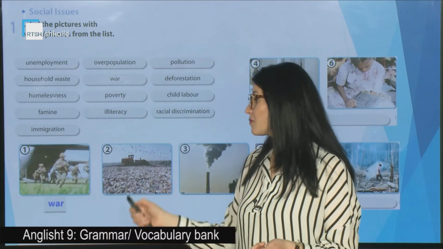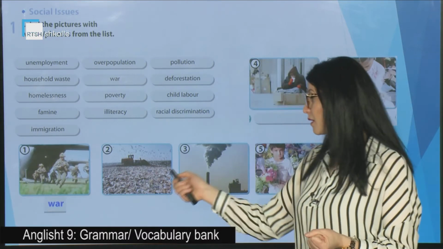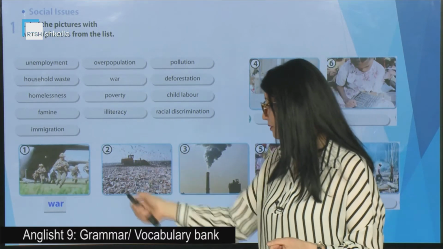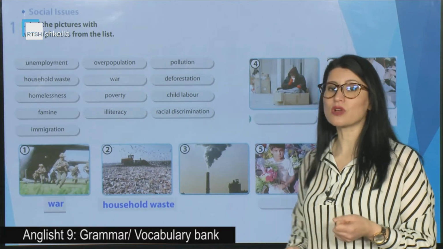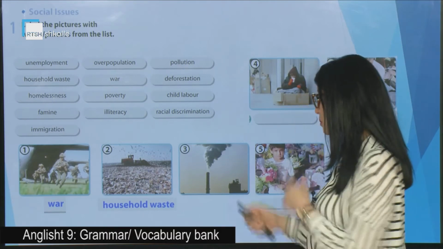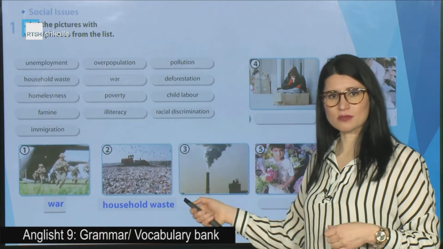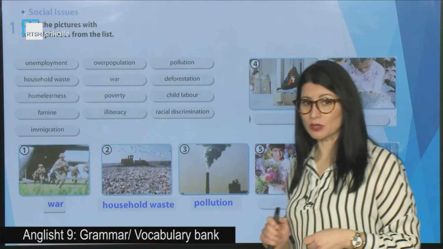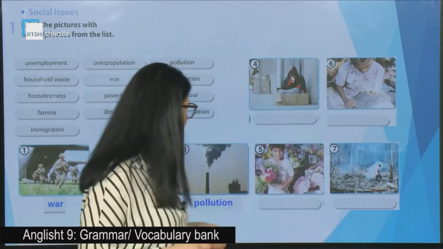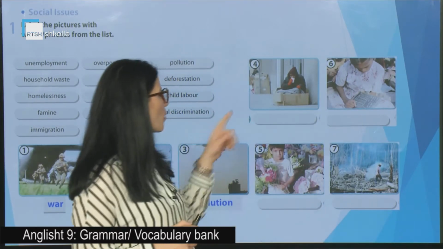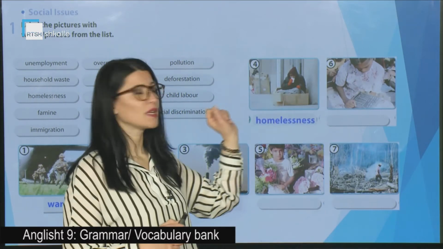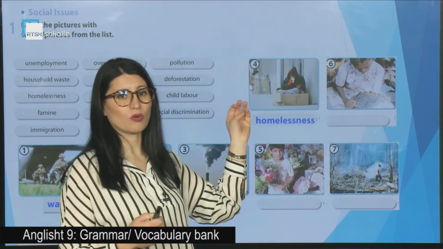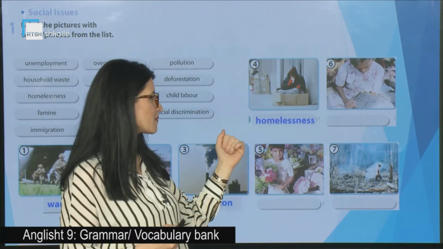What can we see here? It is war. Then here, have a look at this land. It is household waste. And here is the smoke. So what do you think? What is it here? It's pollution. Let's go on with number 4. Have a look at this person here. Maybe he does not have a home, so we have homelessness.